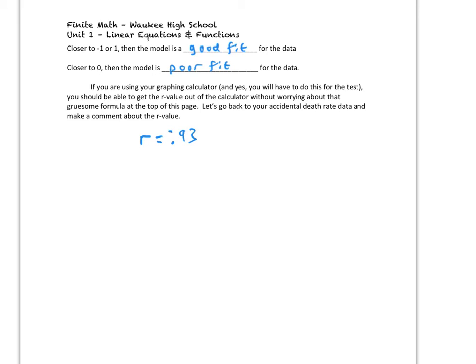Actually, I should say -0.93. I'm sorry. Now, the reason why it was negative is because the slope was negative, so the R value is negative. On your calculator, it is very likely that you are going to see R squared is equal to something and R when you go to do this. For the purposes of our class, the R value is the only one you're interested in. Okay? So that's our coefficient of correlation. You can just pretty much ignore that R squared.